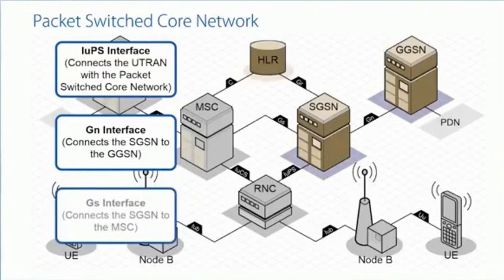We also can see on the diagram a GS interface. I always remember S for switch, so it goes between the SGSN and an MSC. This is used for some combined procedures to try and reduce signaling on the air interface.